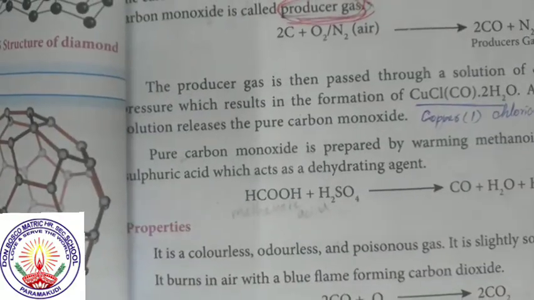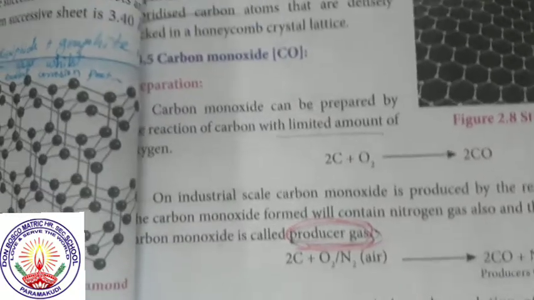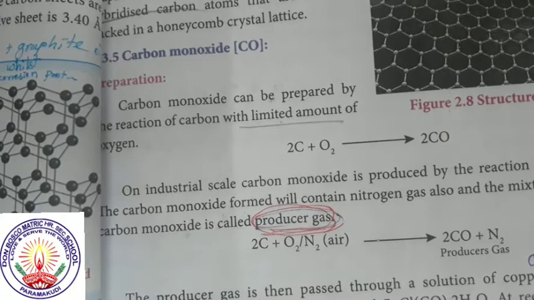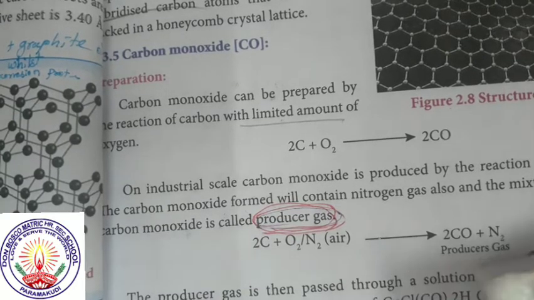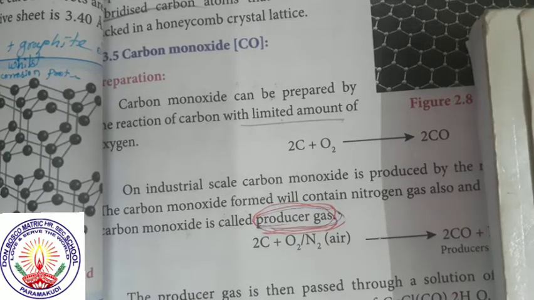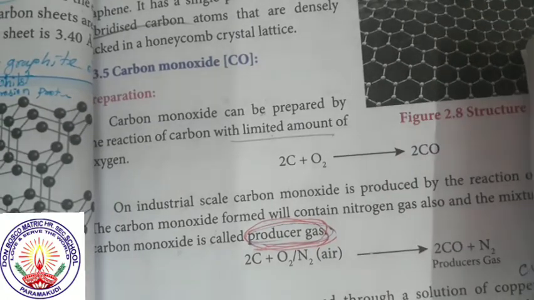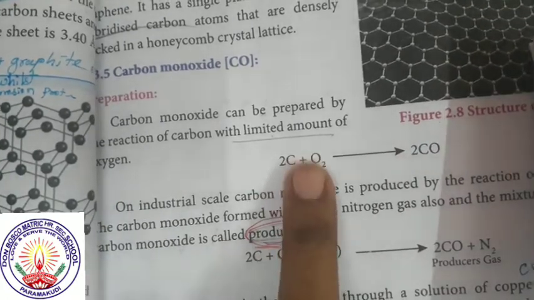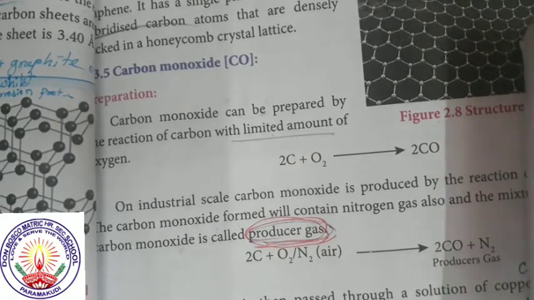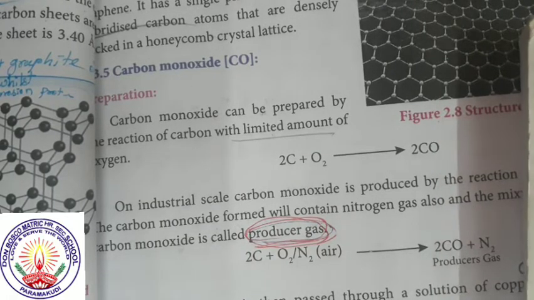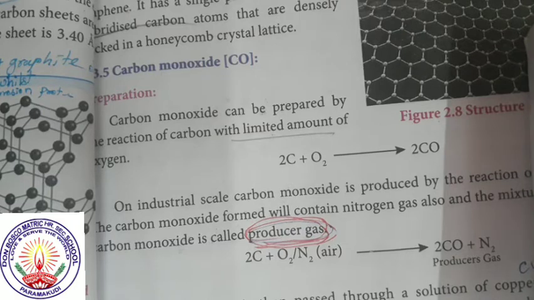Next we shall see the preparation of carbon monoxide. This carbon monoxide can be prepared in 3 ways, that is, with a limited amount of oxygen. With a limited amount of oxygen, carbon plus oxygen, we will get carbon monoxide.